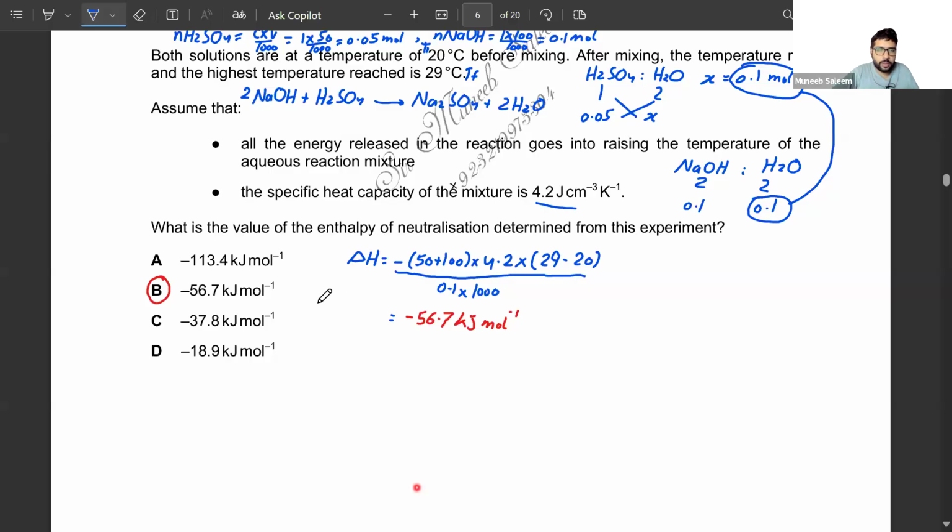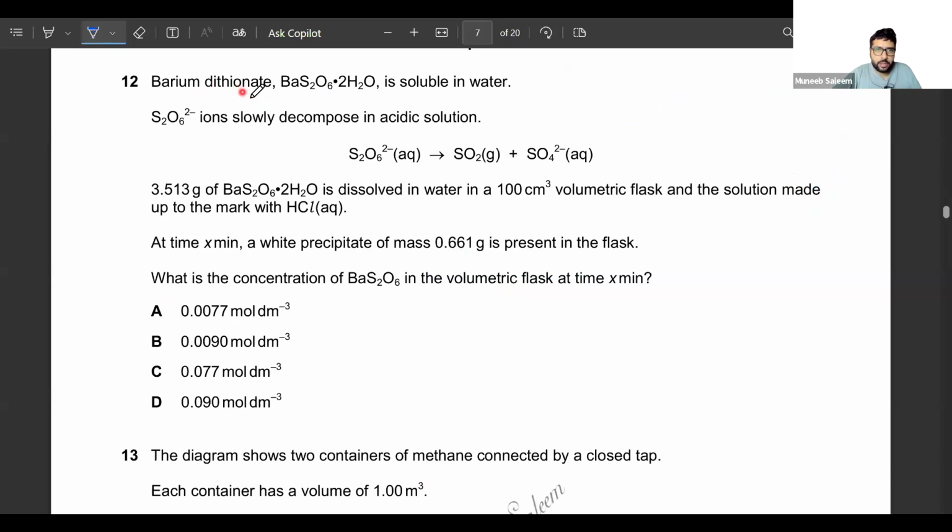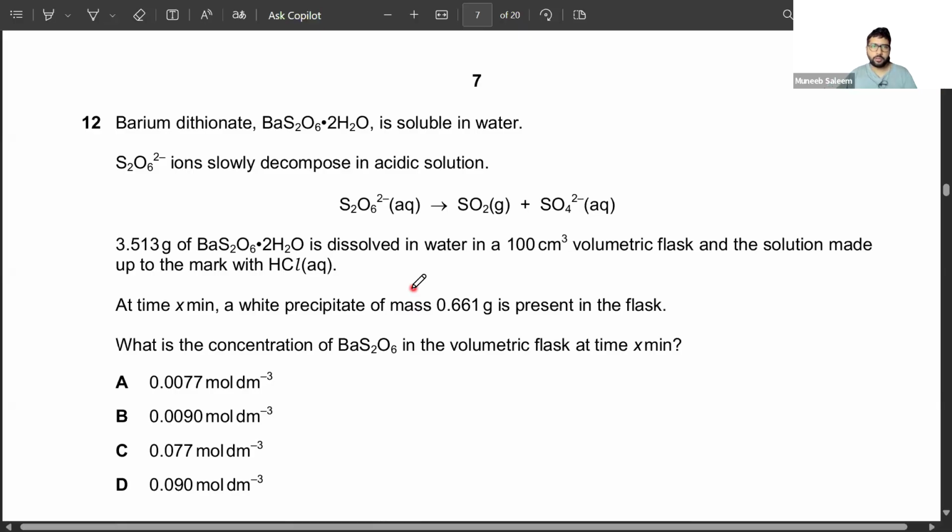Now the next question, number 12. The barium dithionate compound formula is this. It's soluble in water. This is the decomposition of S2O6 2 minus. Then we are given the mass of barium dithionate in a 100 cm cube volumetric flask, and acid is added. Then we have a white precipitate of 0.661 gram present in the flask, and we have to determine the concentration of BaS2O6. Now, this question demands calculations, so we have to do some calculations here.